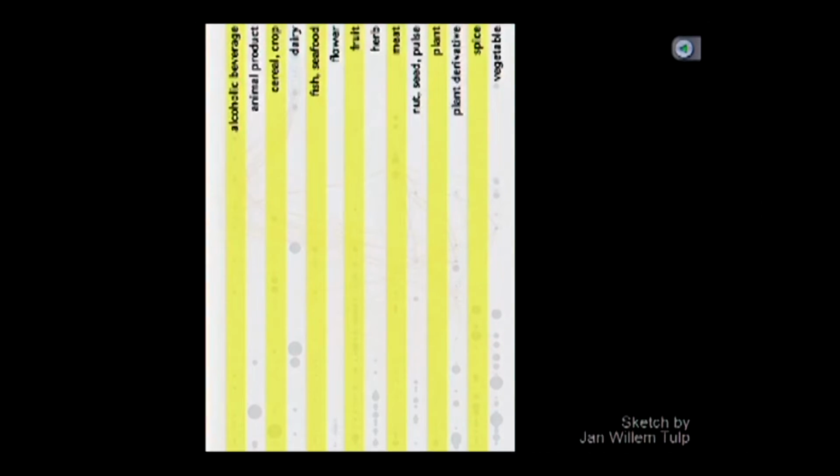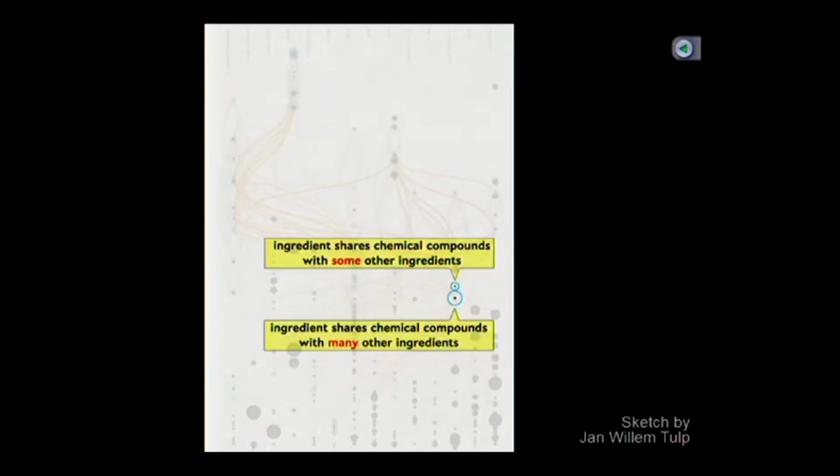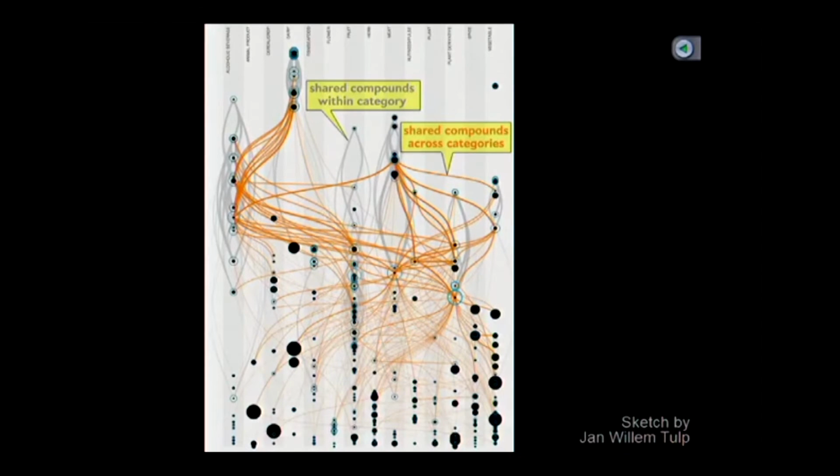He sorted the ingredients into columns by category. Each black dot is an ingredient. The size of the dot corresponds to how often that ingredient appeared in the recipe database. The blue circle paired with each black dot represents the total number of links with other ingredients. Gray lines connect ingredients with shared chemical compounds within a category. Orange lines connect ingredients with shared chemical compounds across categories.